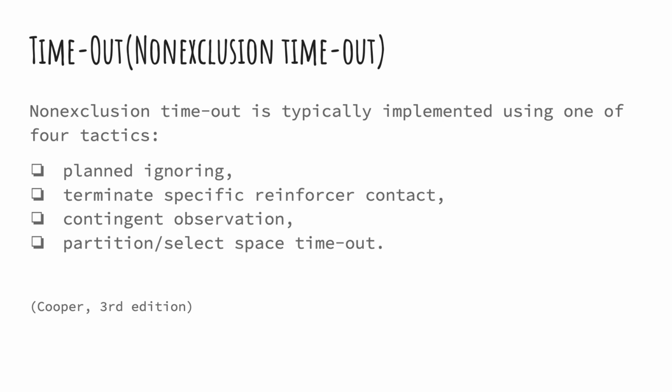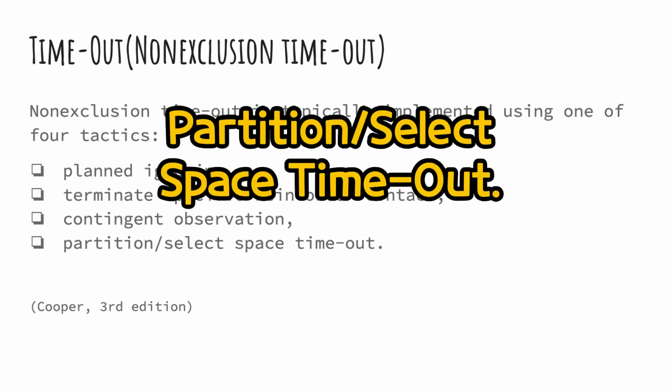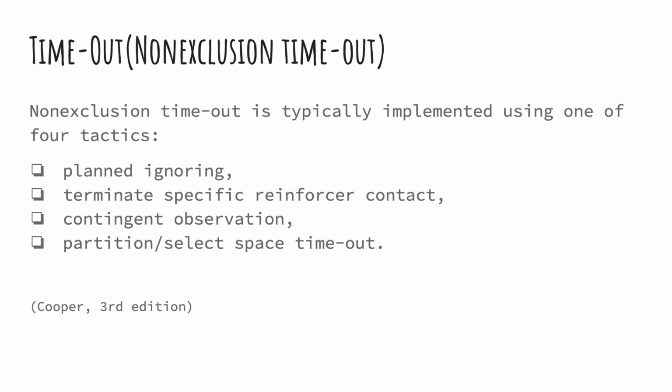Partition select space timeout. This tactic involves physically relocating the individual to a specific area within the same environment, where they can observe ongoing activities, but are separated from the main interaction or reinforcement opportunities. Let's see an example. If a child is being disruptive during playtime at a daycare center, the staff may use partition select space timeout by moving the child to a designated timeout corner within the play area, where they can still see other children playing, but are not able to join in until they calm down.